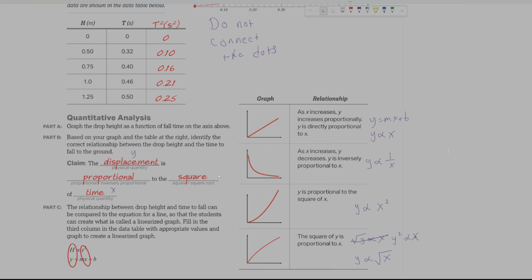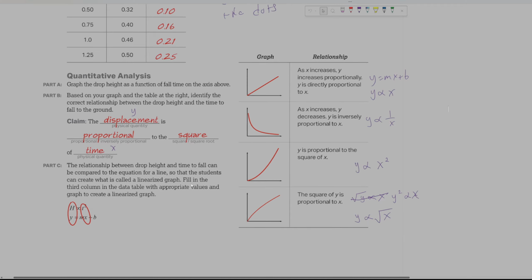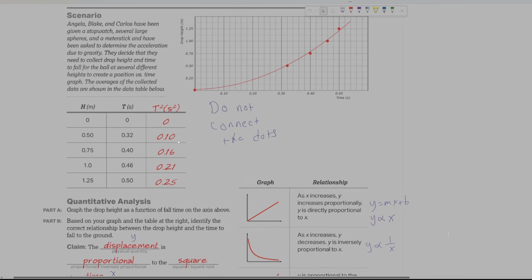So part C says the relationship between drop height and time to fall can be compared to the equation for a line so that the students can create what is called a linearized graph. Fill in the third column on the data table with the appropriate values and graph to create a linearized line. So now we're going to fill in this third column. And so we do that.